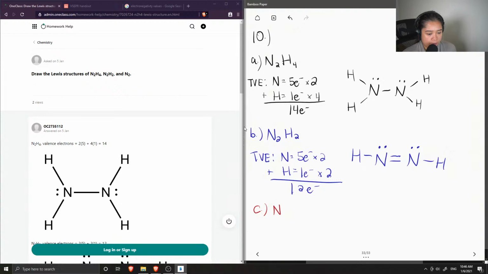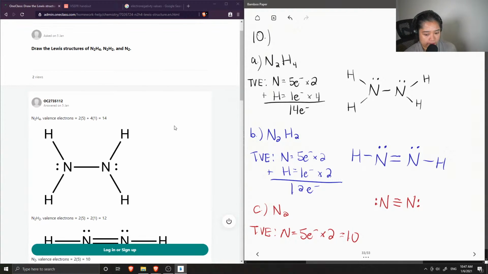And lastly, for just diatomic nitrogen, N2, its total valence electrons is just 5 times 2, which is 10. So in this case, we just have the two nitrogens that will have a triple bond, and both will have a lone pair. So this gives us 10 electrons in total, and these are the 3 Lewis structures.